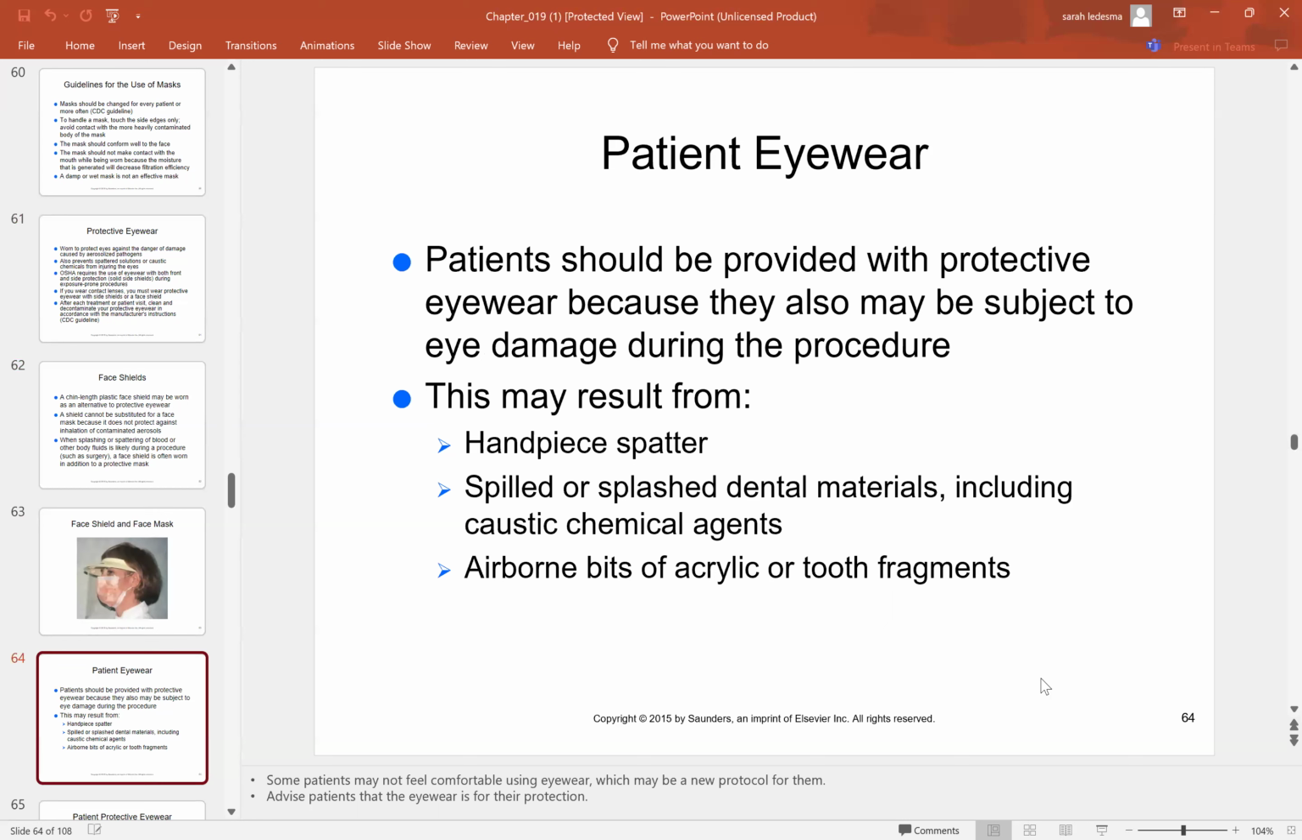Patient eyewear. Patients should be provided with protective eyewear because they may also be subject to eye damage during the procedure. This could result from handpiece splatter, spilled or splashed dental materials, or airborne bits of acrylic or tooth fragments.